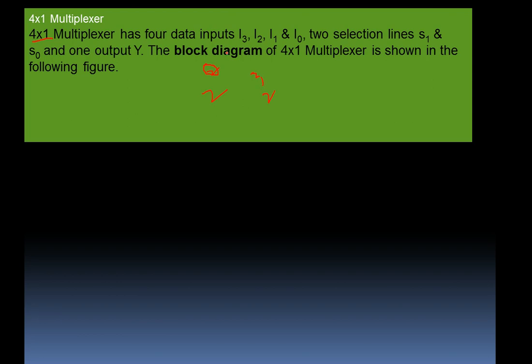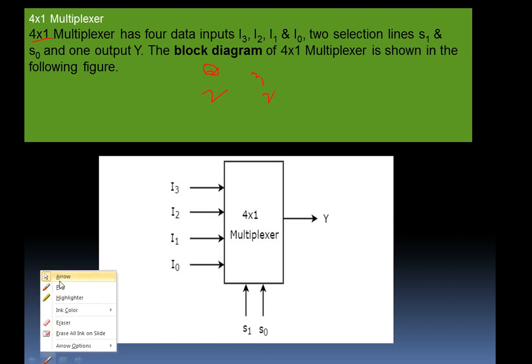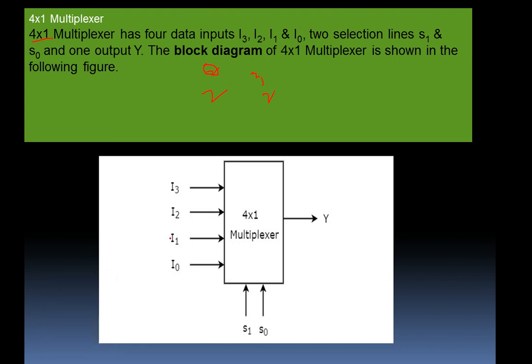Here we are seeing the 4 to 1 multiplexer. This is the block diagram for the 4 to 1 multiplexer. Here we have 4 inputs, 2 selection lines and 1 output. Depending on the selection line status, any one of the inputs can be taken to the output.